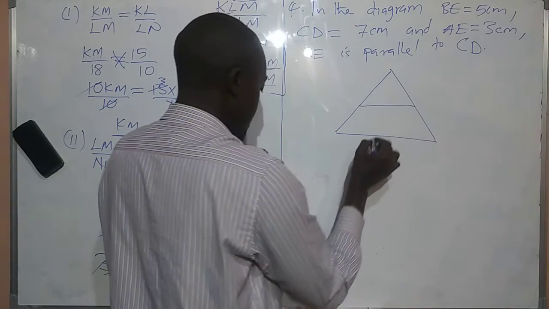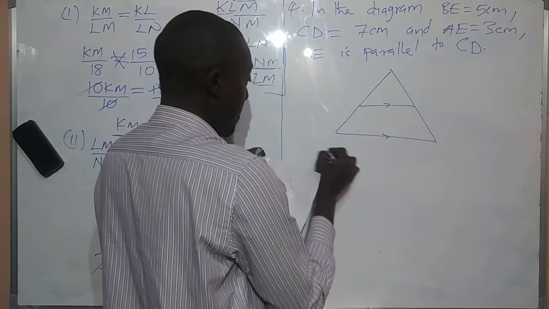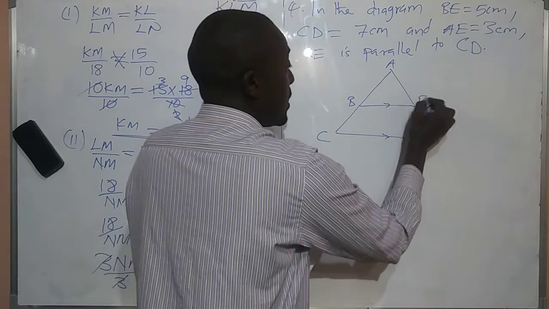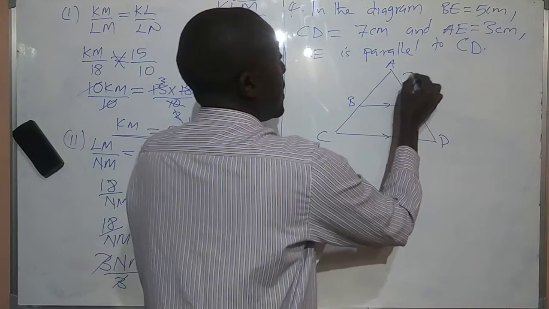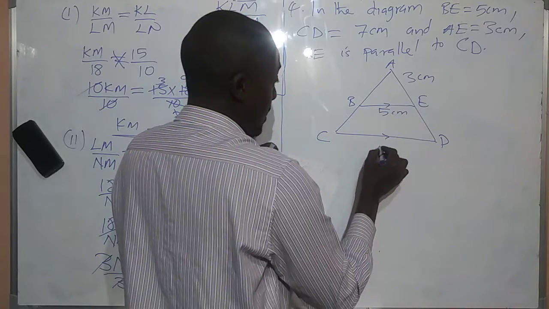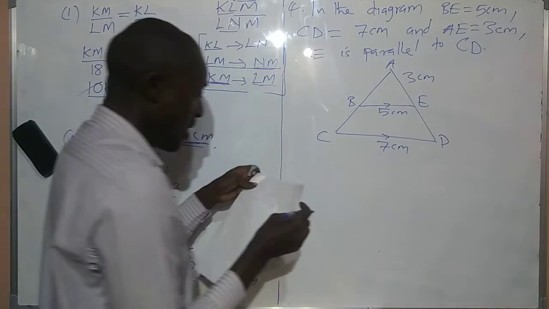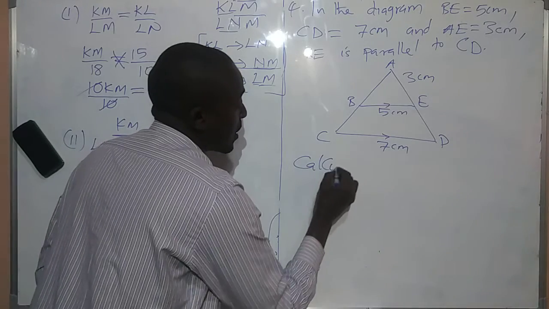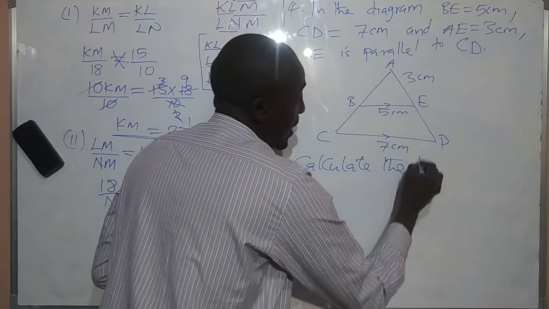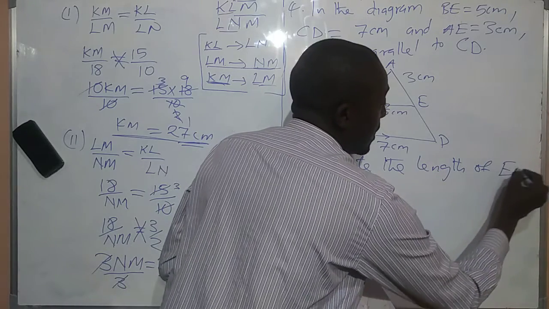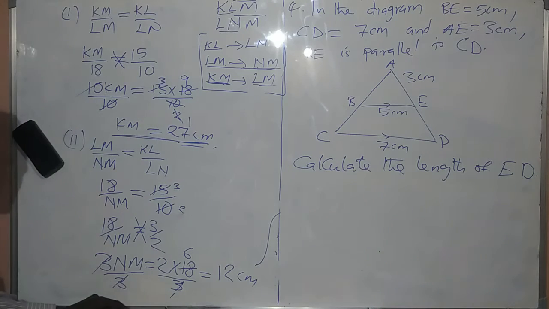Okay, so here's our diagram, our triangle. So we're going to have A, B, C, E here, and D there. So we have 3 centimeters, 5 here, and 7 here. Okay, so this is what we have. And then the question says, calculate the length of ED. So we are calculating the length of ED.